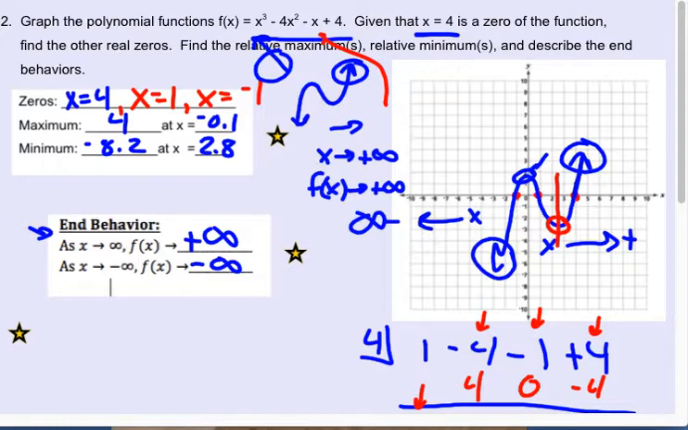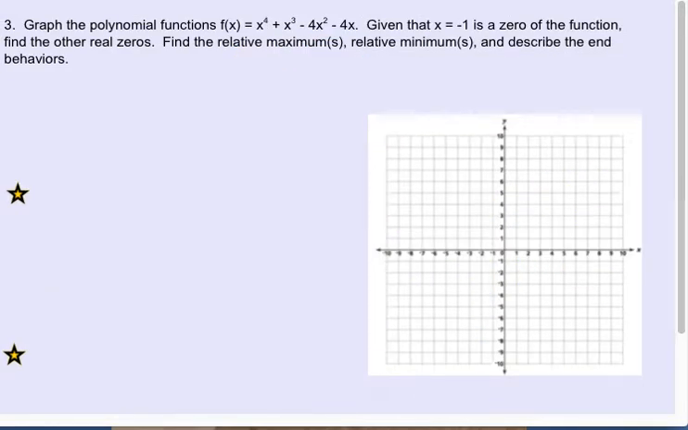So this is what I want you guys to be able to do. Let's do another one here. This one's x to the 4th. Our leading term is x to the 4th. So graph the polynomial function f of x equals x to the 4th plus x cubed minus 4x squared minus 4x. There is no constant, so no number there. So that would be 0. We're going to put that in there when we do the synthetic division. They give us the 1, 0 at negative 1.